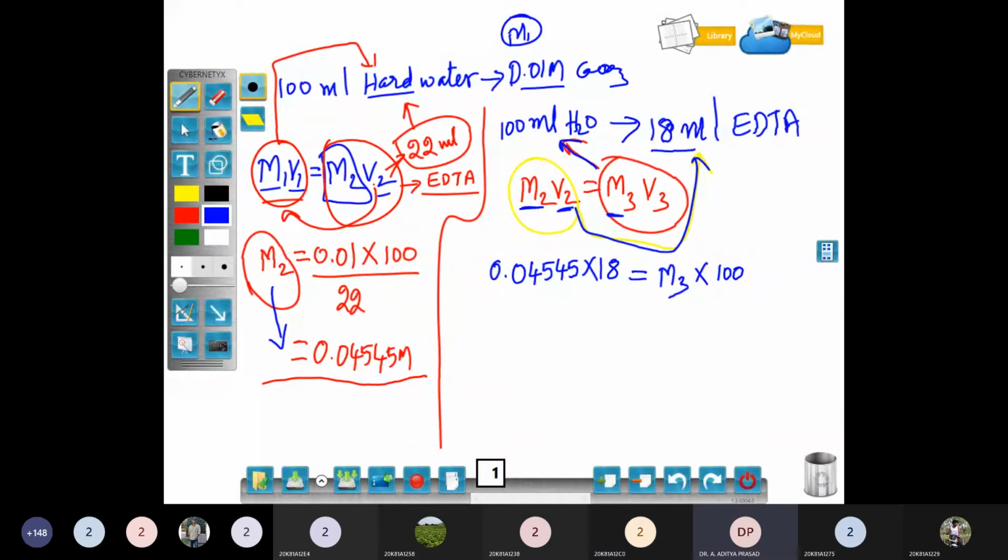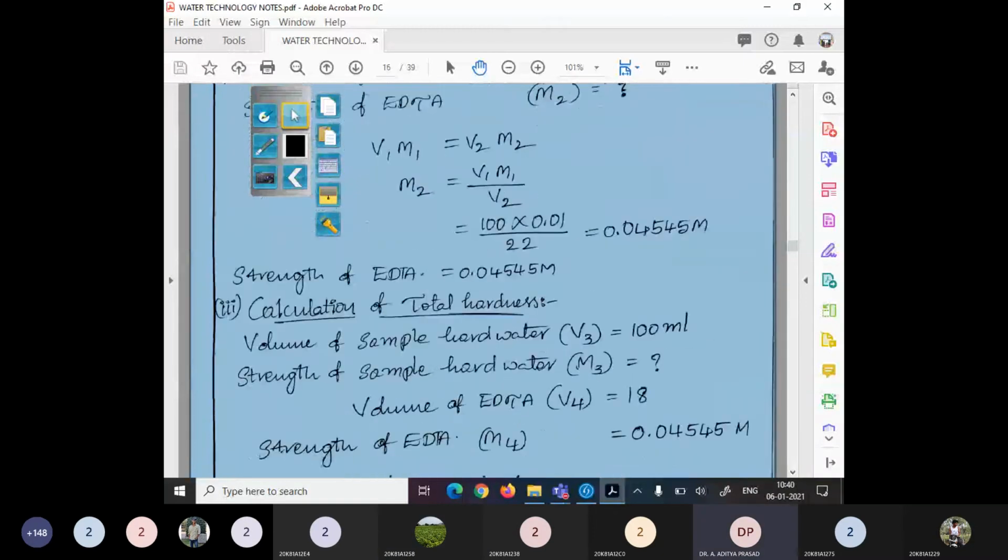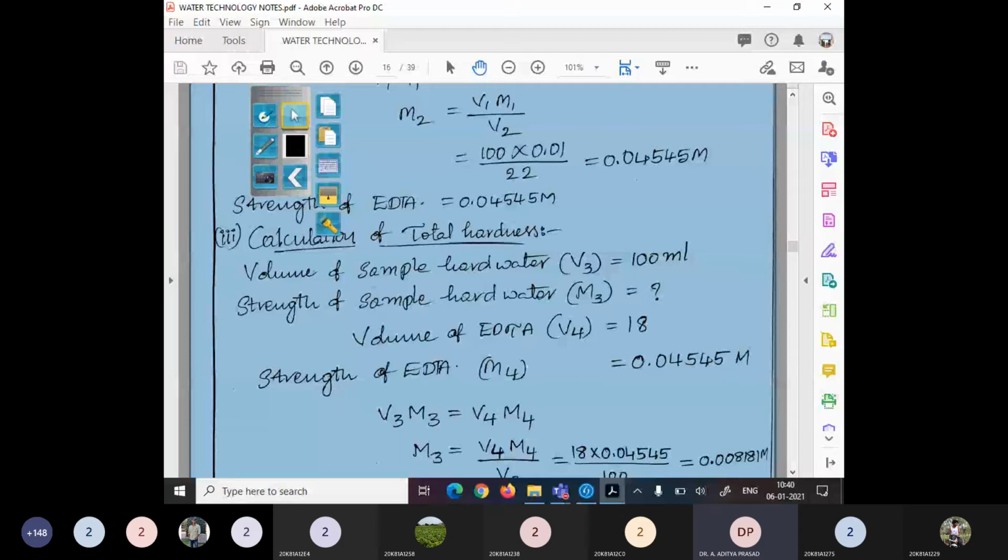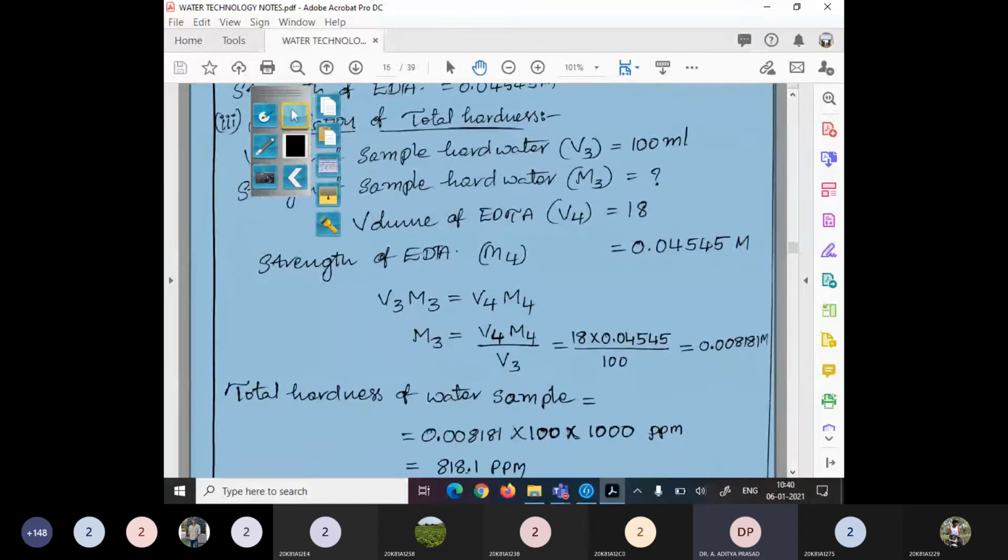Now let us keep this M3 here itself and send all the things to the other side. What you get? M3 is equal to 0.04545 into 18 divided by 100. What you get the answer? M3 equals 0.0081 molar.